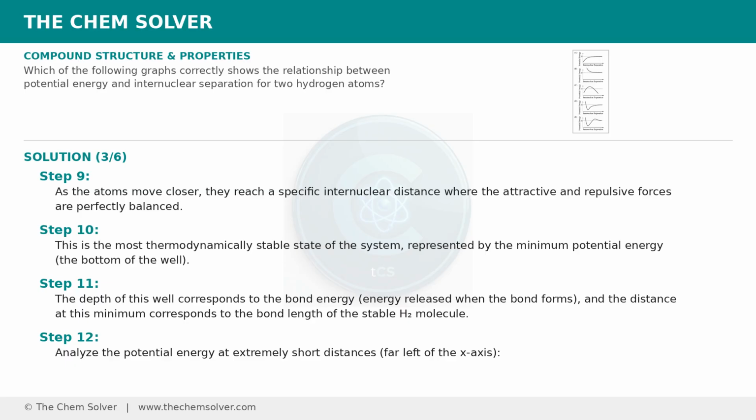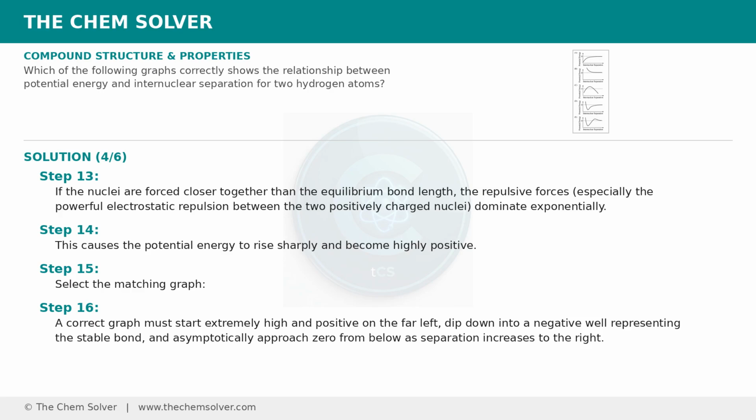Analyze the potential energy at extremely short distances, far left of the x-axis. If the nuclei are forced closer together than the equilibrium bond length, the repulsive forces, especially the powerful electrostatic repulsion between the two positively charged nuclei, dominate exponentially. This causes the potential energy to rise sharply and become highly positive.